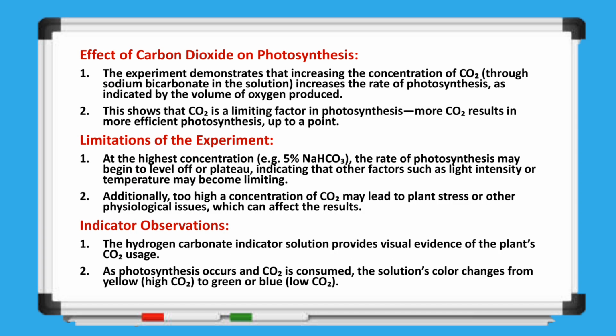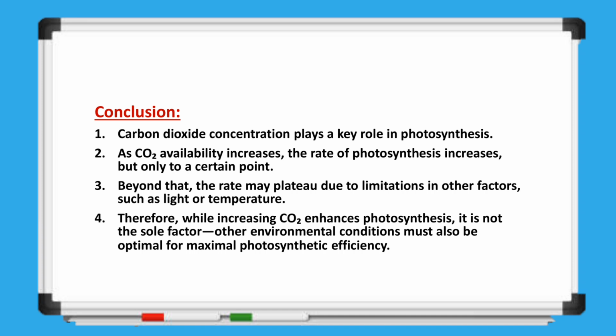Now let us understand the effect of carbon dioxide. From these results, we learn that increasing the amount of carbon dioxide increases the rate of photosynthesis. This shows us that carbon dioxide is one of the limiting factors. When it is in short supply, the plant cannot photosynthesize efficiently. But as we give more carbon dioxide, the process speeds up. And finally, a quick summary of the whole investigation.